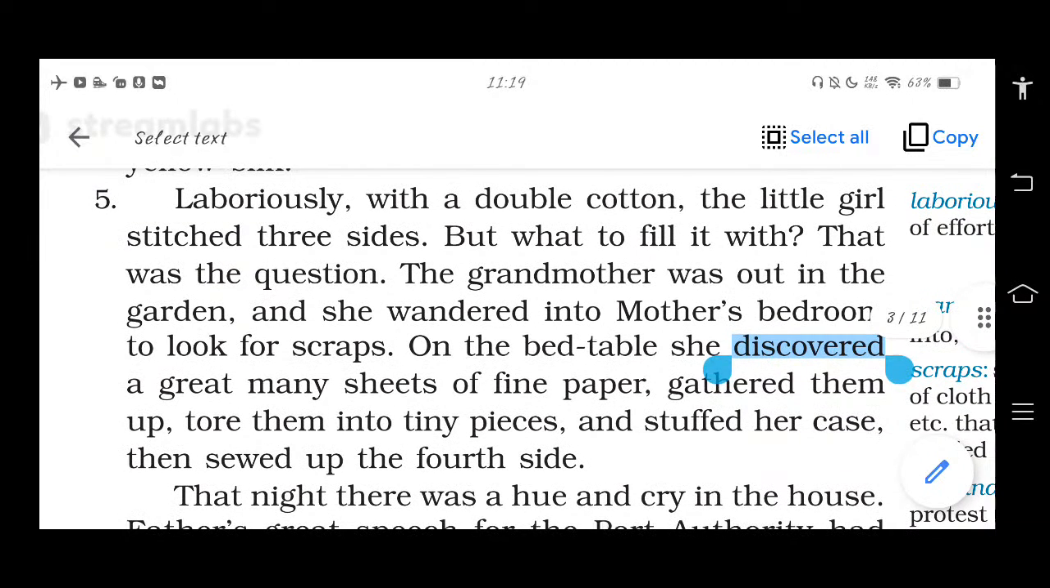Tore. Do you know what the meaning of tore is? Make into pieces. Okay, chimpatam. So tear, tore, torn, tearing. We have to know the forms of the verb. Into tiny pieces, and stuffed her case, then sewed up the fourth side. So these are all things. So she has collected the papers and she has torn them into pieces, and the open side was filled with this, and finally the fourth side also was stitched.